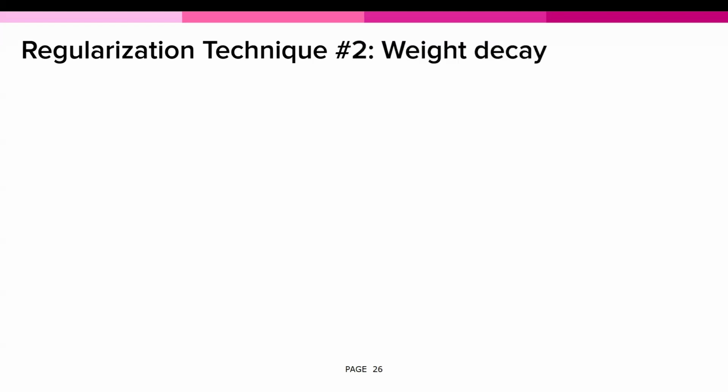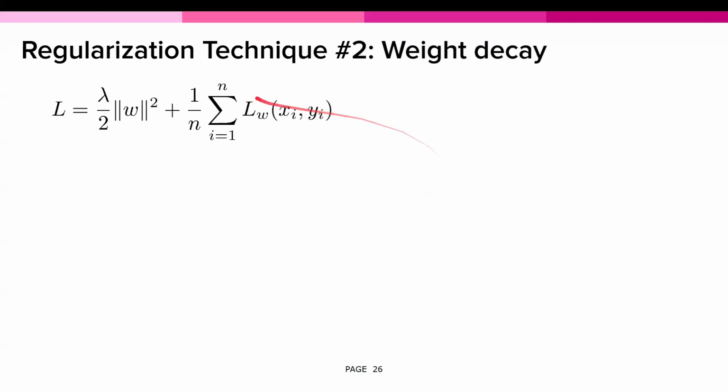Another technique is called weight decay. This actually falls out of ridge regression. If you recall the ridge regression objective, we specify a loss function where we've got our error, but then we apply a penalty, which corresponds to the norm of the weights. Then we have this lambda hyperparameter that controls the strength of this penalty.